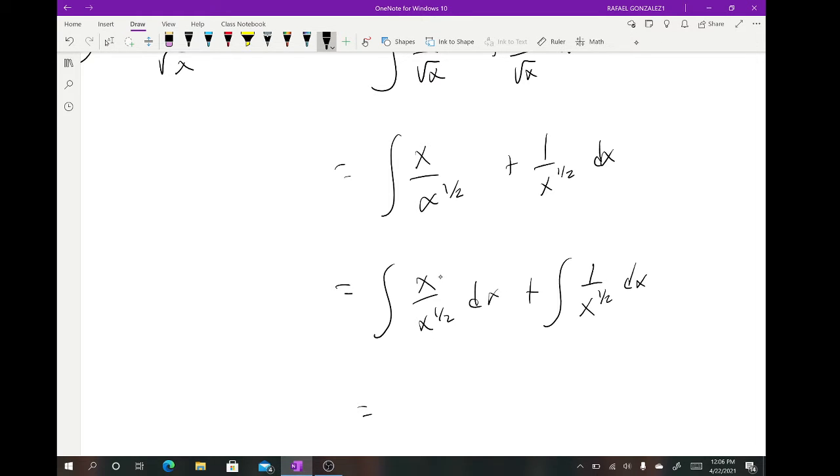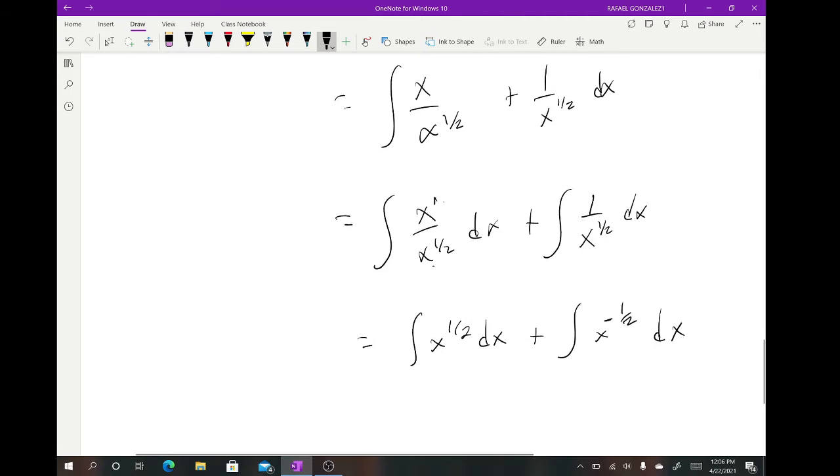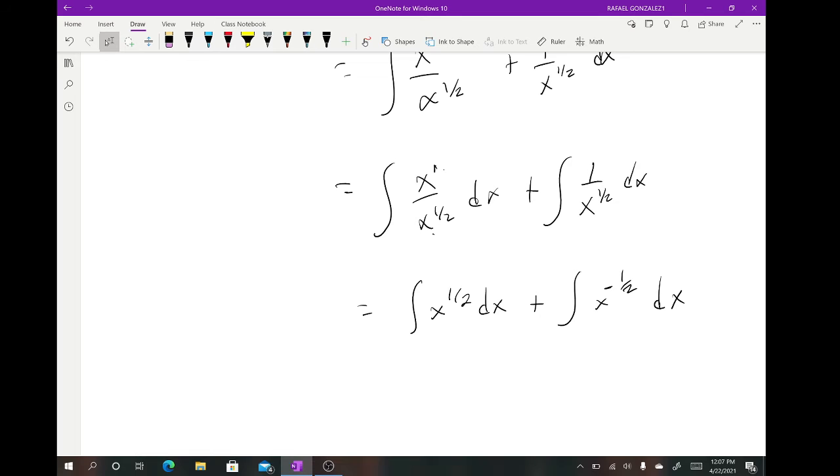Now, if you remember from the rules of exponents, we have x to the 1 minus 1/2. This is going to be 1/2. So this is x to the 1/2 dx. When you divide the same bases, you subtract exponents. And then here we just rewrite this as x to the minus 1/2 dx. And now we see that for both of these, the power rule that I gave us is going to work.